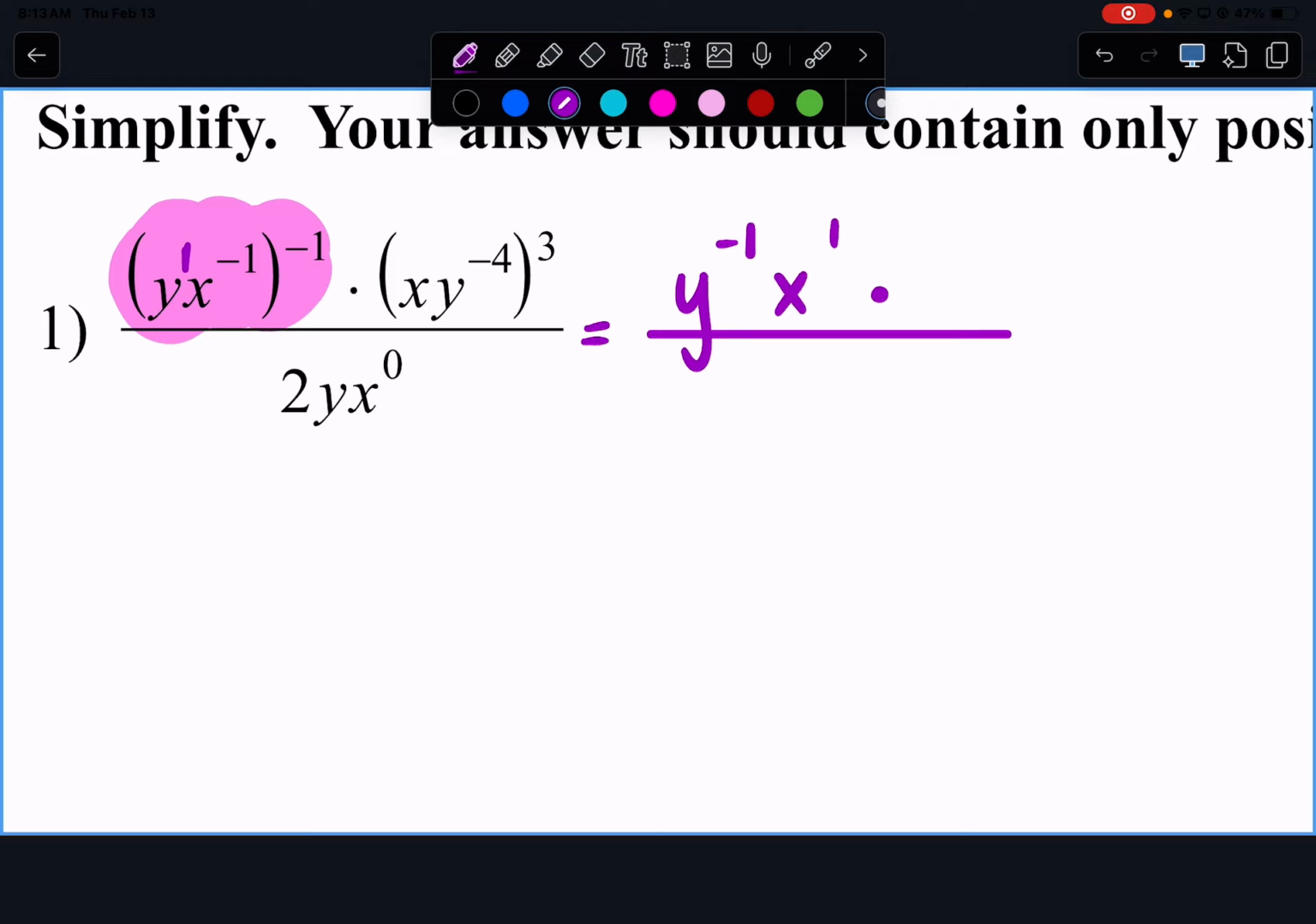Now we're going to multiply that. Now we have to look at the second half of that, so we're going to focus on this part. Again, what's the understood power on our x? 1. So when I raise a power to a power, we multiply. So 3 times 1 is what? So we get x to the 3rd. -4 times 3 is -12, so we get y to the -12.